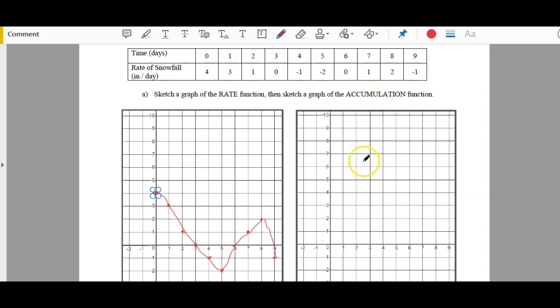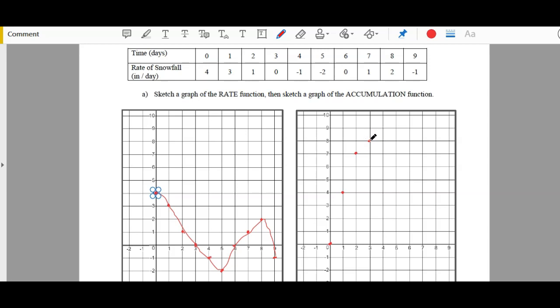The accumulation is going to start adding all of these up. So we're going to start at 0, and over the first day, we're going to accumulate 4 inches. So I'm going to start at 0. We could start actually anywhere. Maybe we already have 6 inches of snow on the ground, but I'm just going to assume we're going to start with nothing. And we'll go up 4, right there. The next day we're going to go up 3, so that takes us up to 7. The next day 1, so that takes us up to 8.